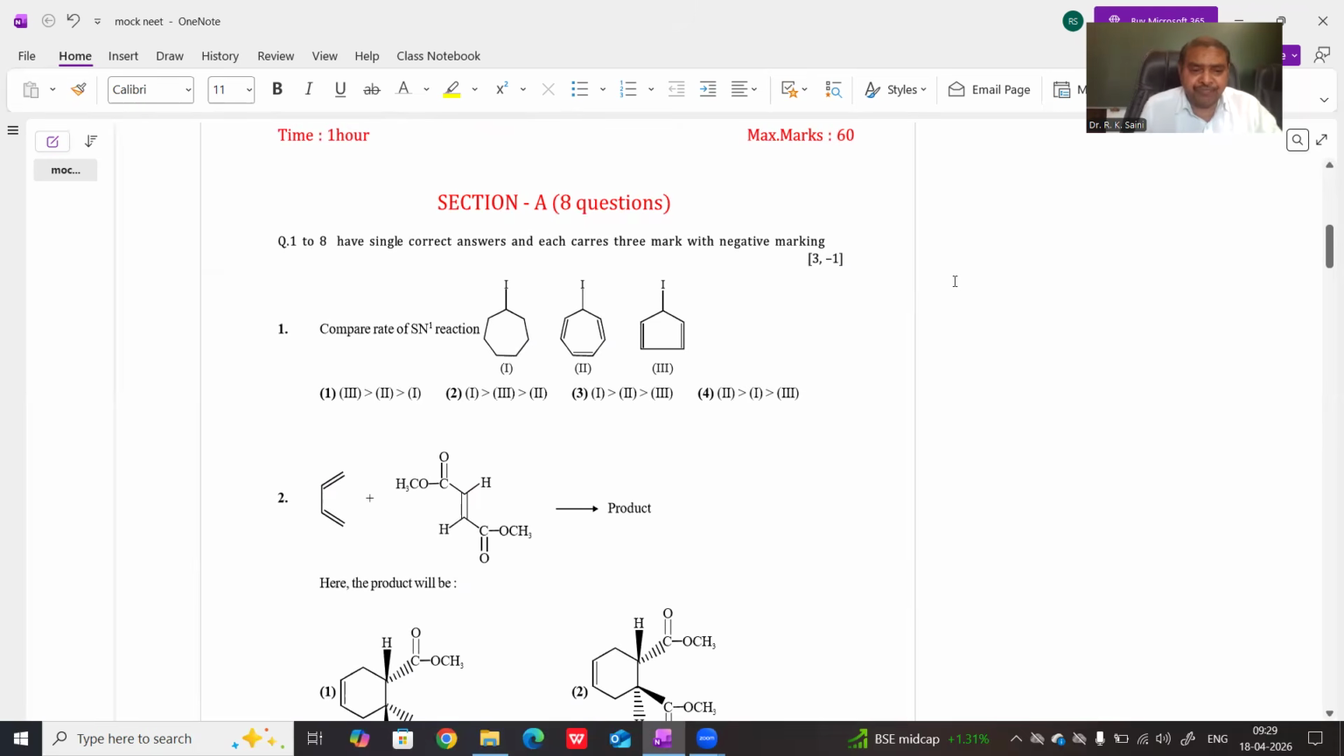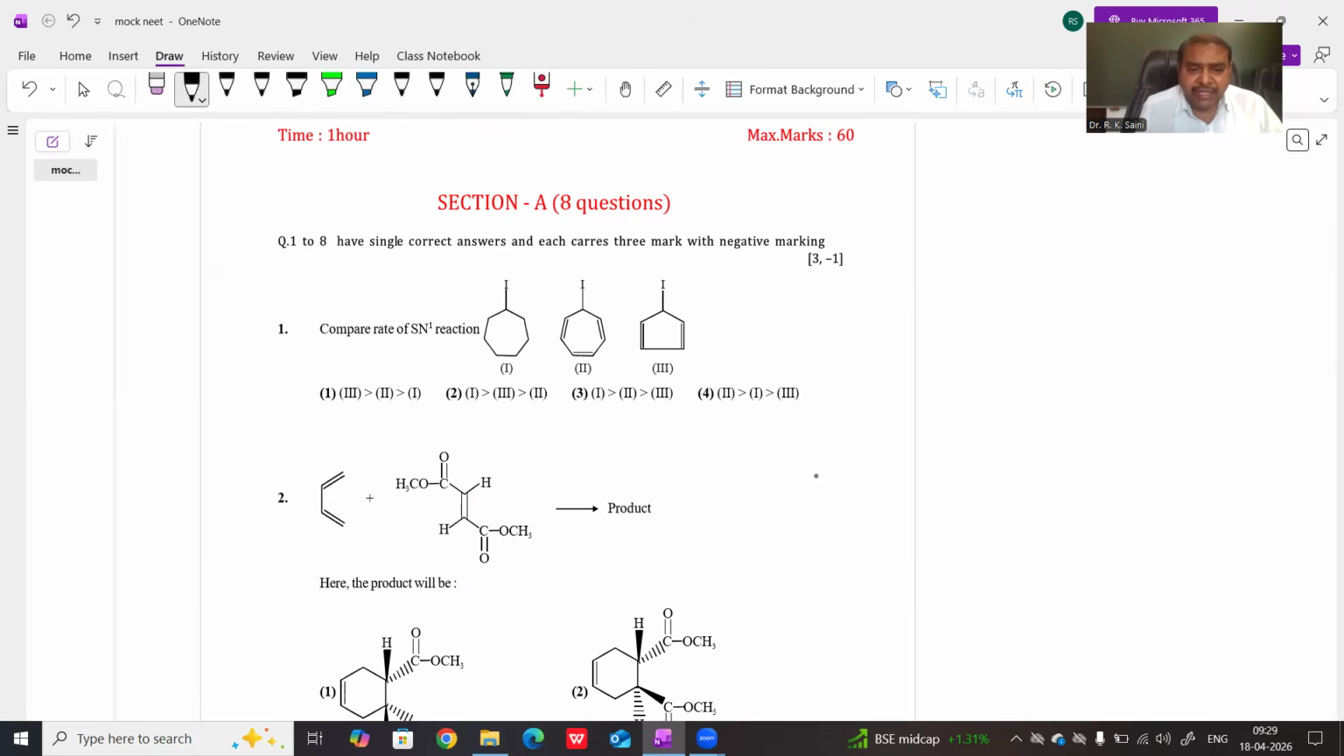Question number first. Compare the rate of SN1 reaction. We know that SN1 reaction depends upon the stability of the intermediate, particularly the type of carbonium ion. And we know that the most stable carbonium ion will form easily and fast. Therefore, the rate is high.